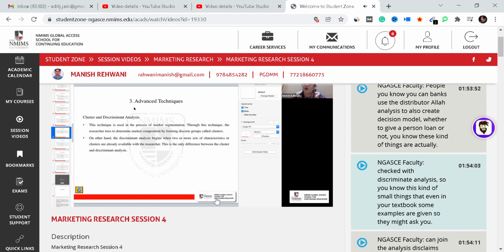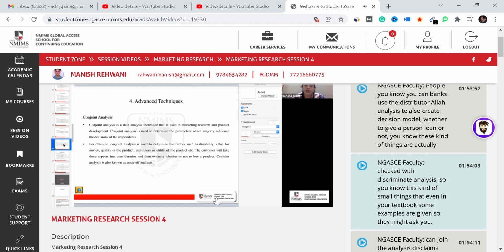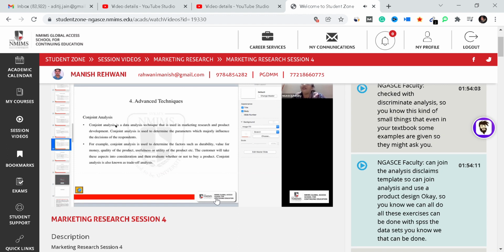So these kinds of small things are given in your textbook. Some examples are given. They might ask you what conjoint analysis is used for. So conjoint analysis is used for product design. Okay. All these exercises can be done with SPSS, with data sets.